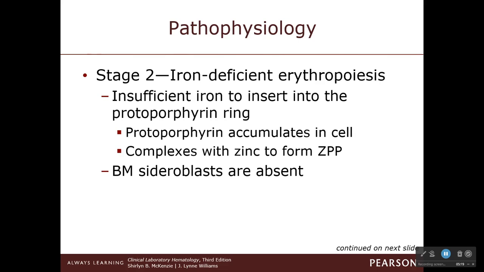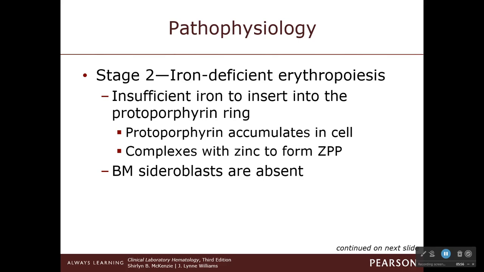Okay, let me say this too. IDA is insidious. What does that mean? It is an insidious disorder. It takes a while to develop. So it's not like today I have normal cells and tomorrow I'm going to have microcytic hypochromic cells. It's going to be a gradual progression. As a matter of fact, IDA can take months, even a year or more to develop, depending on how much iron you have to start with.